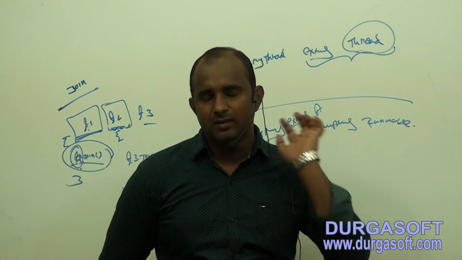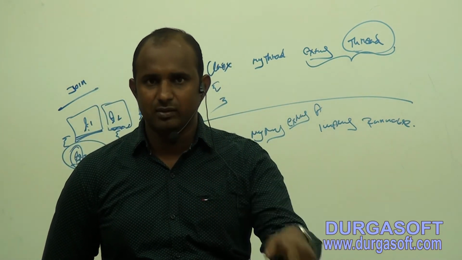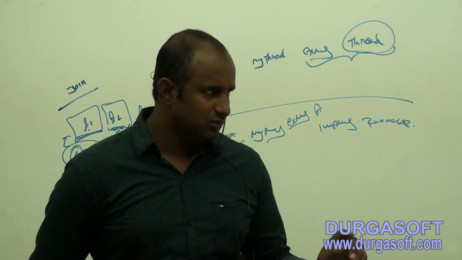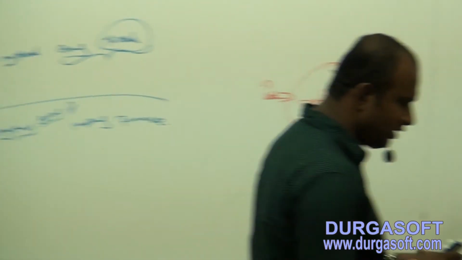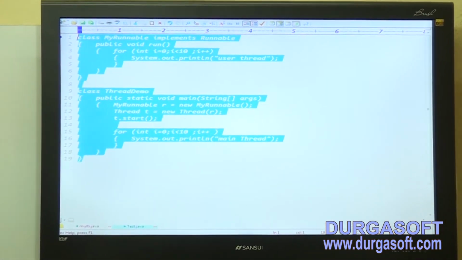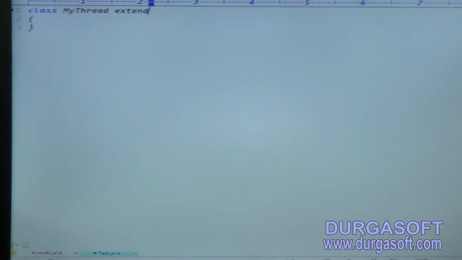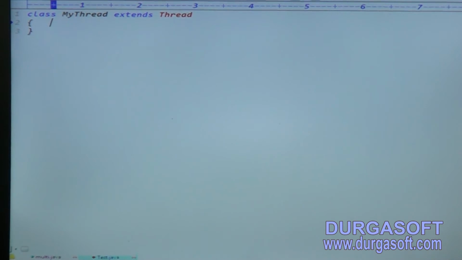Clear? So I will write the same example, the first approach and second approach, with the anonymous inner classes concept. The nameless inner class in Java is called the anonymous inner class. So tell me, how do we create a thread in Java? First approach: class MyThread extends Thread class. Then we override the run method, public void run. Here we write the logics.